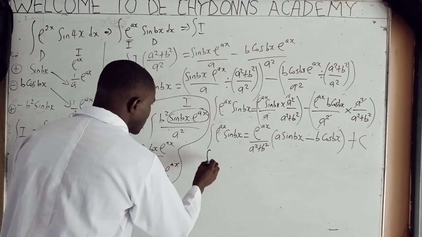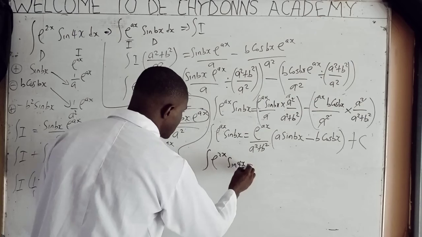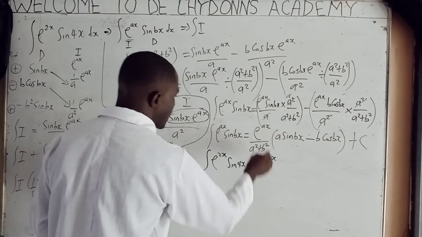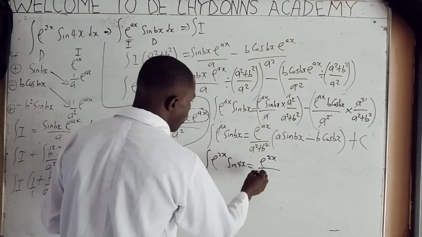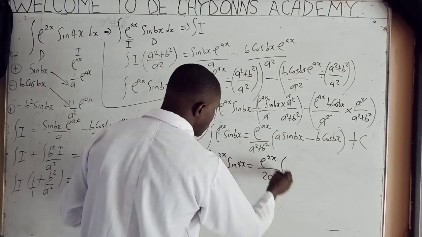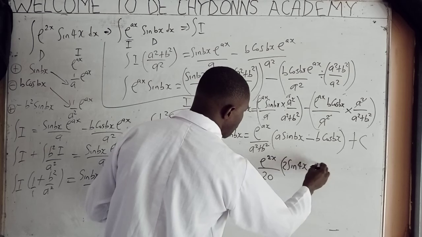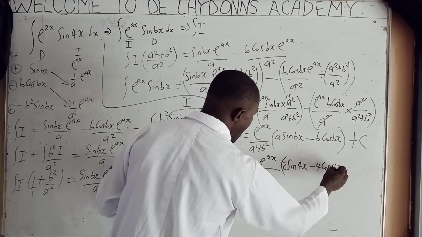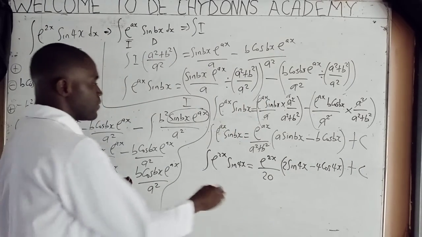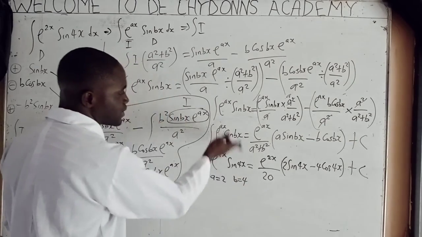We now say integration exponential 2x sine 4x is equivalent to exponential 2x, where 2 is a, all over 2 squared, 4, 4 squared 16, 4 plus 16 is 20, bracket 2 sine 4x minus 4 cos 4x plus c. Okay, remember a equals 2, b equals 4 from comparison.